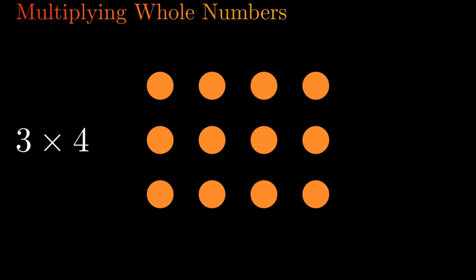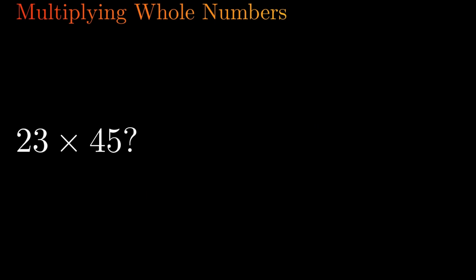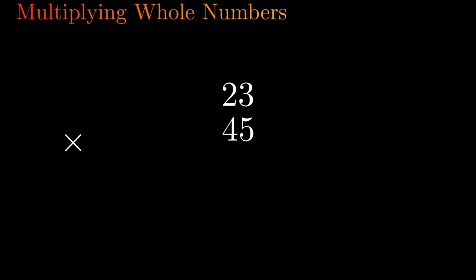This is great for small numbers, but what about larger numbers, like 23 times 45? For that we use the long multiplication method. The method is to multiply each digit and then add the results, which we call partial products. Step 1. We multiply the top number, 23, by the ones digit of the bottom number. In this case, that's the 5.